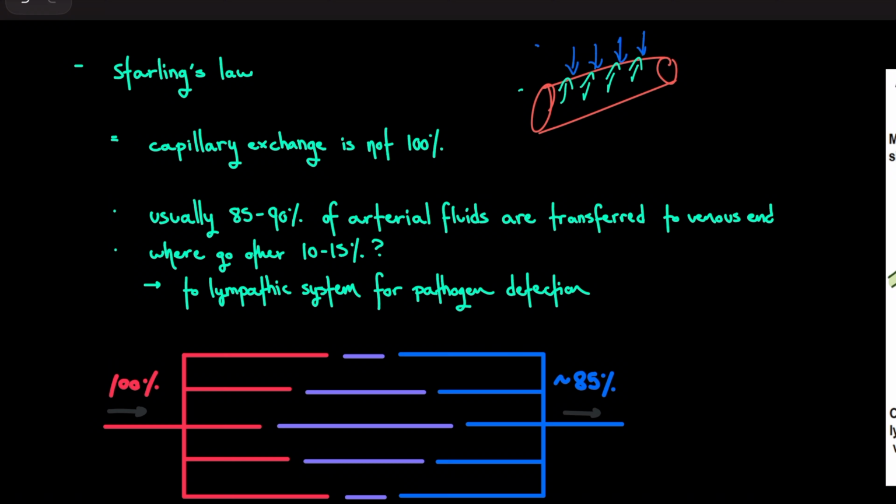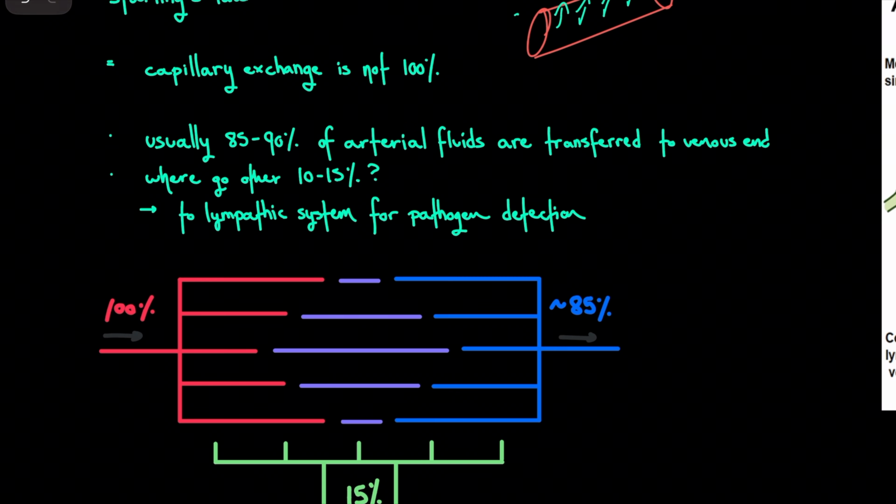The main takeaway here, though, is that this battle causes capillary exchange to not be 100%. What do I mean by that? Well, it's usually 85-90. So here's a fancy capillary bed. All right. On the arterial end, 100% of that fluid is making its way into the tissue bed. That has the oxygen. That has the nutrients. We need all this to go. So it loses its nutrients, it loses its oxygen, it delivers it to the tissue. But then only 85% of that fluid is actually making it back into venous return. Where is that other 15% going?